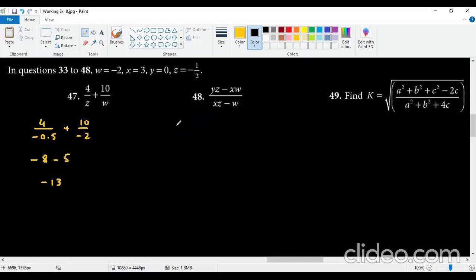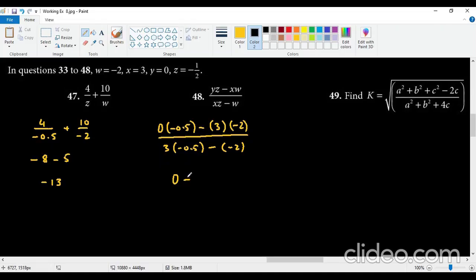When it comes to y is 0 and the z value is negative 0.5, minus x value is 3 and w value is negative 2, and the whole thing is divided by x value 3 multiplied by z value negative 0.5, minus w value negative 2.